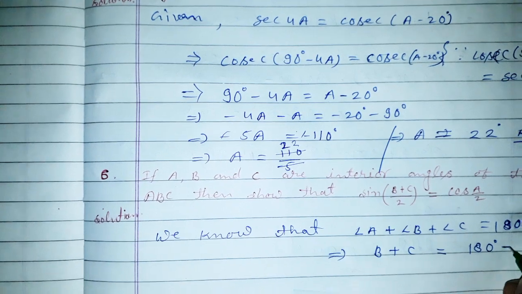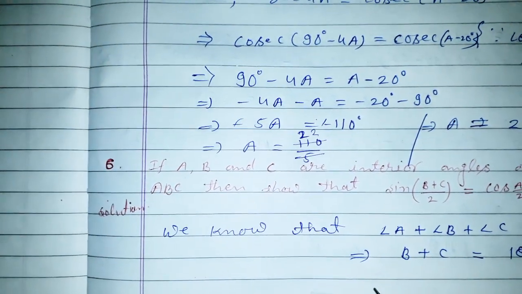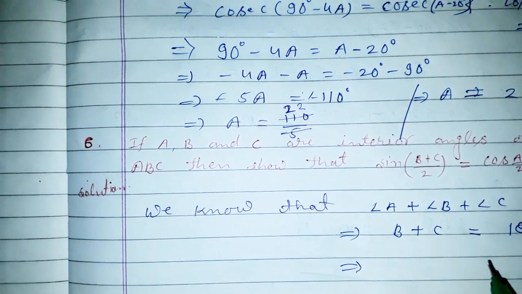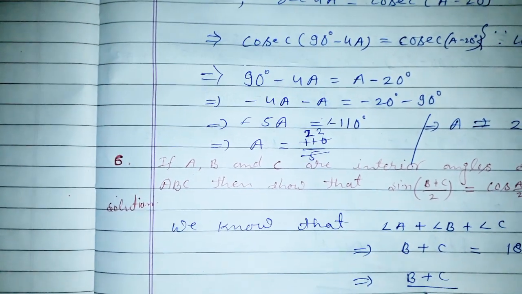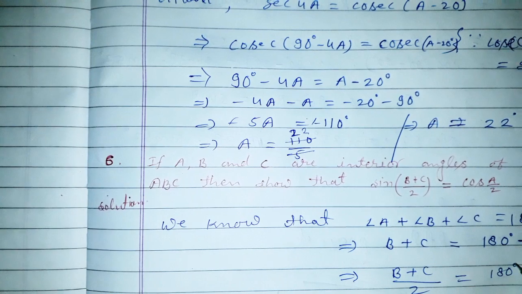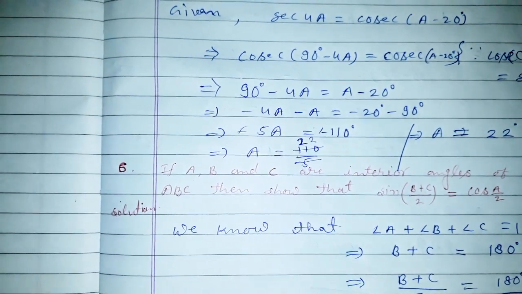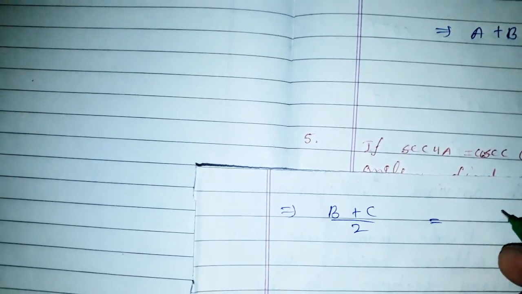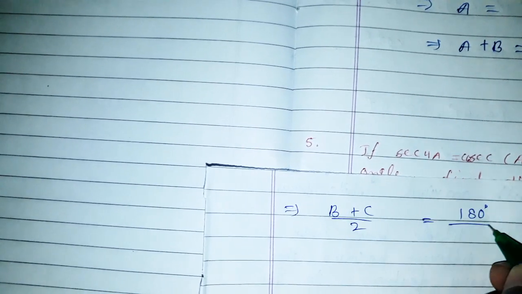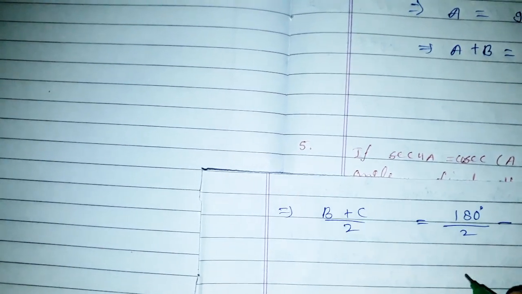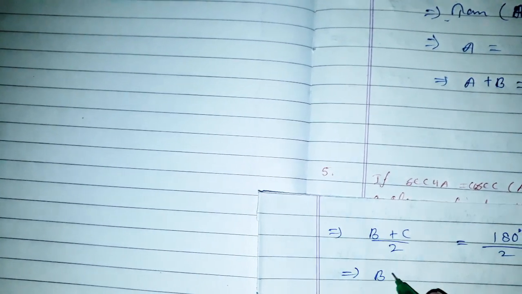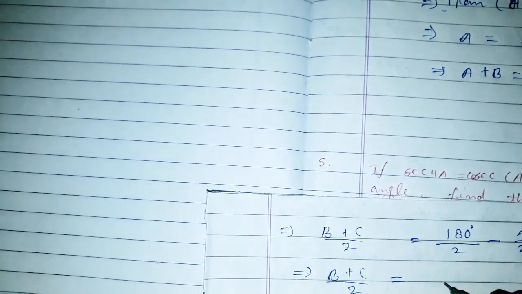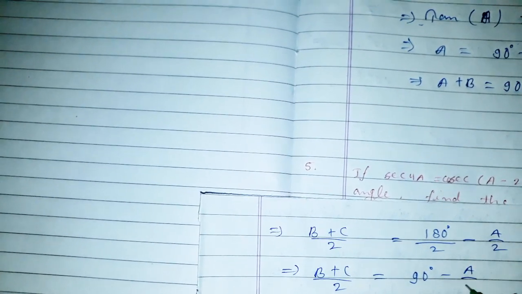So B plus C is equal to 180 minus A, transposing A here and dividing both sides by 2. So B plus C upon 2 is equal to 180 degree minus A upon 2. This implies B plus C upon 2 is equal to 180 degree divided by 2 minus A by 2. So B plus C upon 2 is equal to 90 degree minus A by 2.